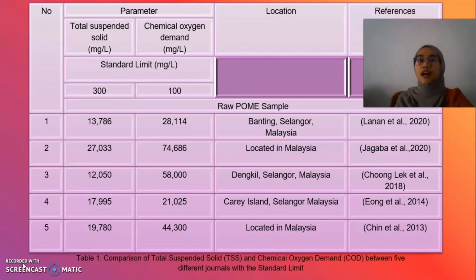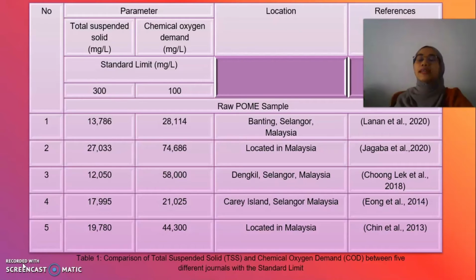The reason why it shows a higher concentration than other places is due to large organic content, which can cause high chemical reactions to occur. Besides that, large quantities of organic matter, such as total suspended solids and organic oil, can also increase the chemical oxygen demand.